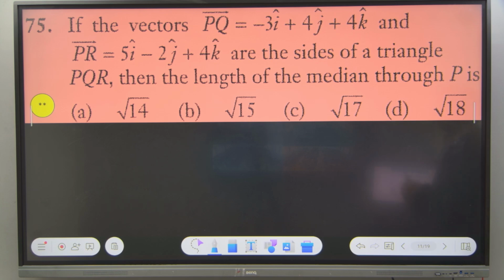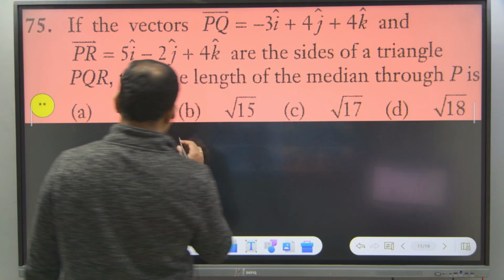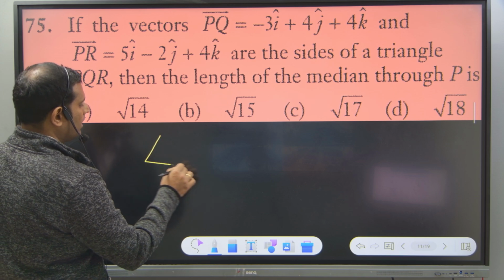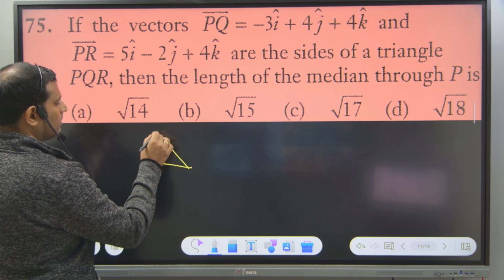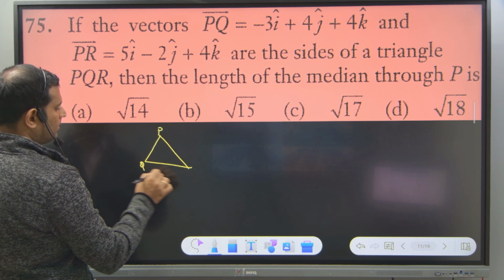If the vectors PQ vector is equal to minus 3 I cap plus 4 j cap plus 4 k cap and PR vector is equal to 5 I cap minus 2 j cap plus 4 k cap are the sides of a triangle PQR, then the length of the median through P is. Okay, so let's draw a triangle PQR. This is P, this is Q, this is R.